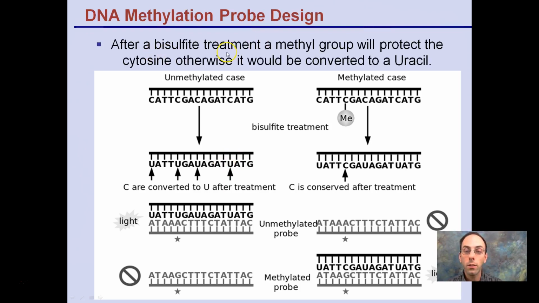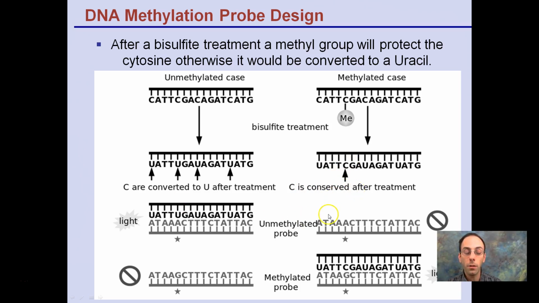So, DNA methylation and probe design. After a bisulfite treatment, we're trying to determine what was methylated and what was not. The methyl group will protect the cytosine, which otherwise would be converted to uracil. So when you have this bisulfite treatment, cytosine would be converted to uracil under normal conditions. You can think of that methyl group as being like a block, preventing the bisulfite treatment from changing it. As a result, cytosine is conserved after the treatment.